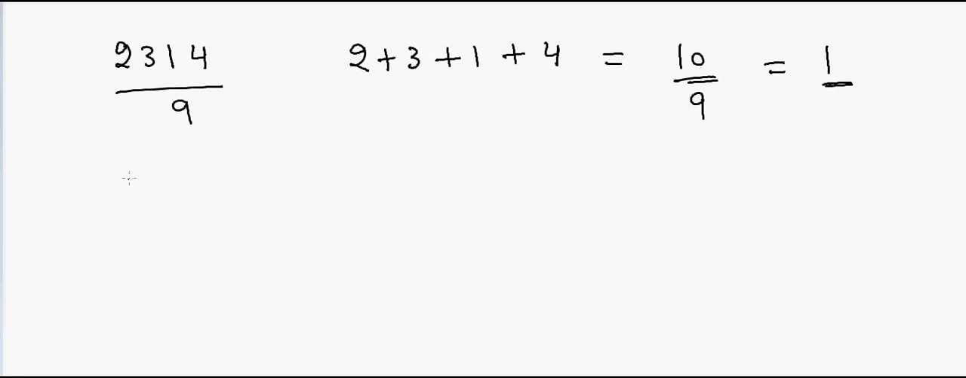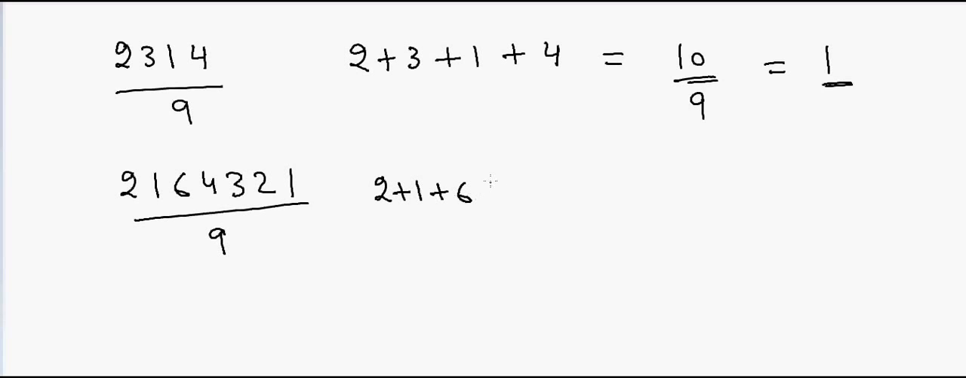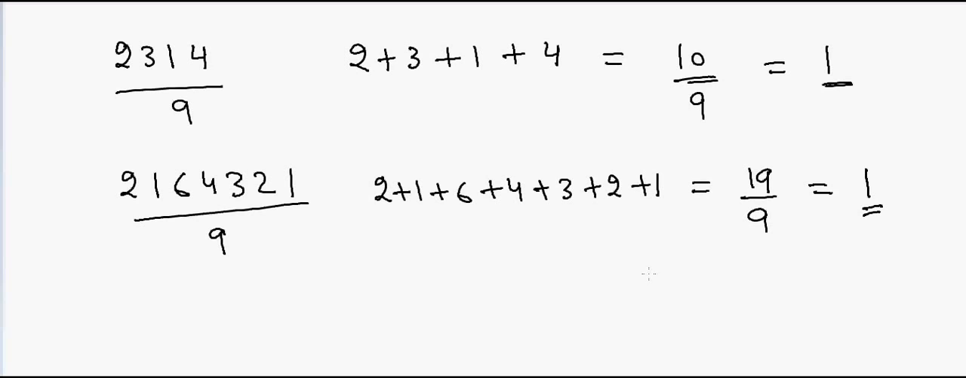Another example is 2164321. You can see it's a very large number, and what will happen if you divide it by 9? In that case, 2 plus 1 plus 6 plus 4 plus 3 plus 2 plus 1. So 2 plus 1 is 3, 3 plus 10 is 13, 13 plus 6 is 19. So we have 19 divided by 9. If you divide 19 by 9, I'll get a remainder of 1. So again, if you divide this number by 9, your remainder will be 1. Another thing you can do is add 9 plus 1, that will give you 10, and then add 1 plus 0, that will give you 1. So your remainder will be 1.